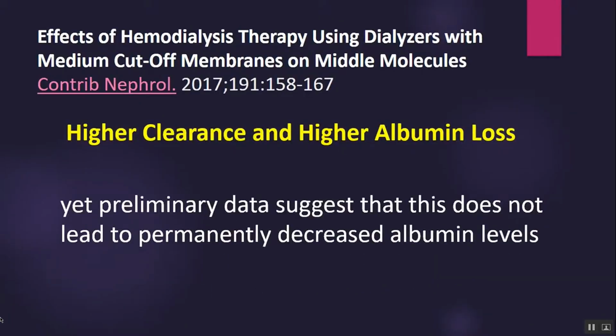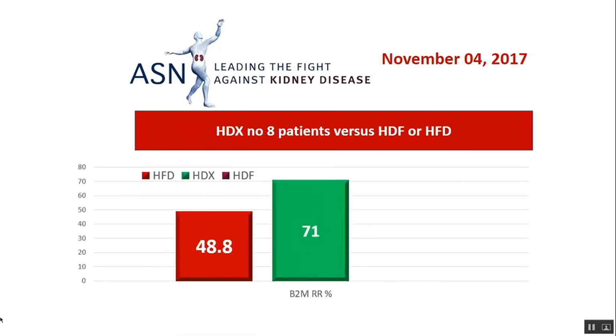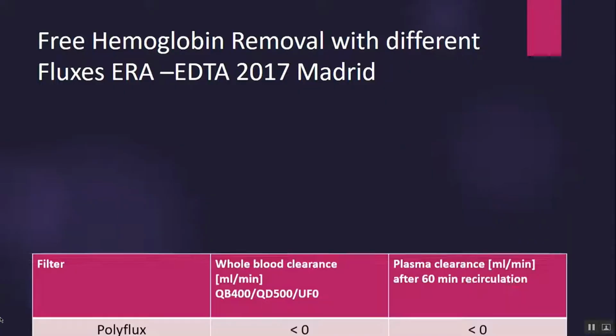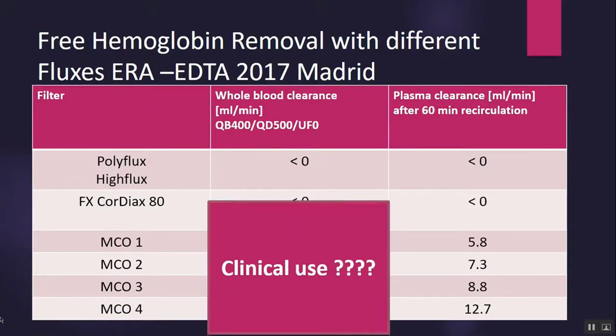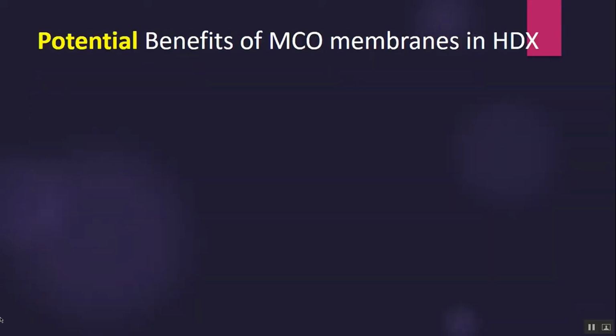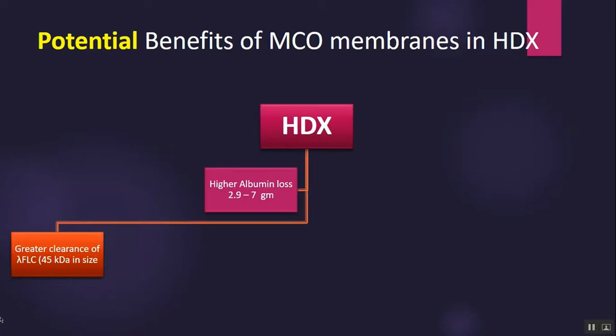Higher clearance comes with higher albumin loss. We have to remember that. There is improvement in beta-2 microglobulin removal and in middle molecules. Even the clearance of free hemoglobin is high. Potential benefit: greater clearance of kappa and lambda.